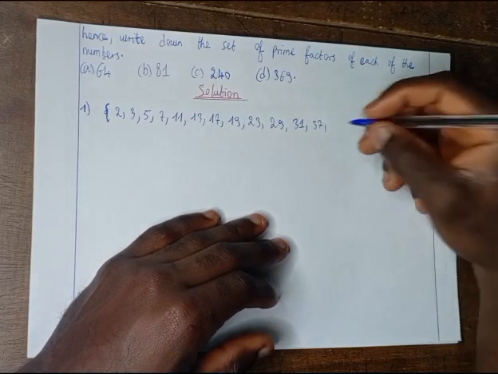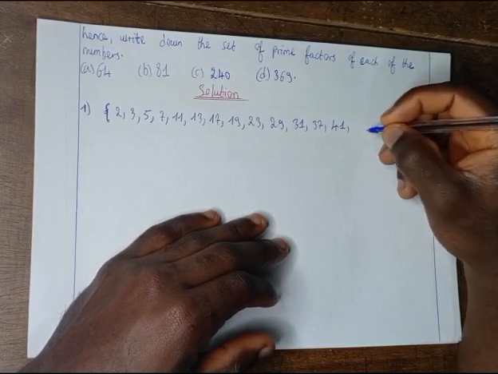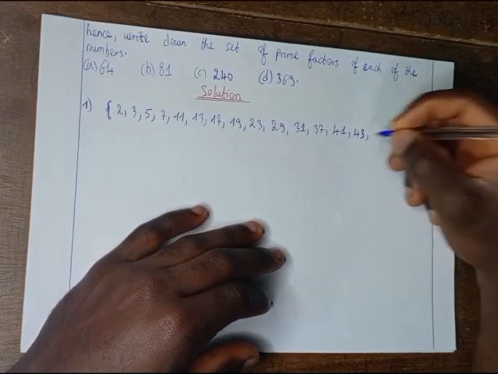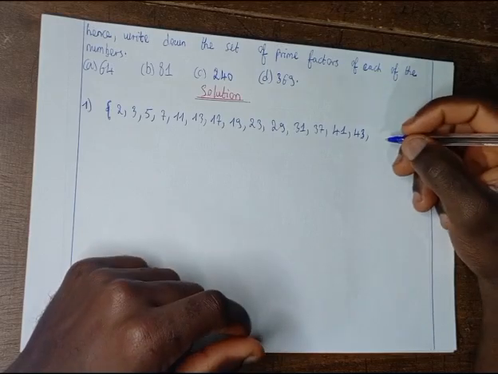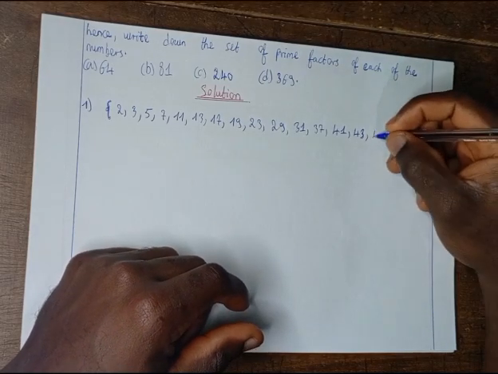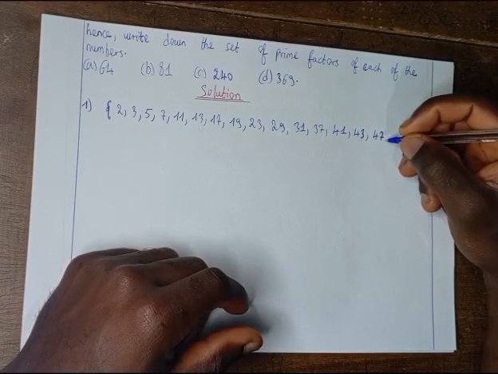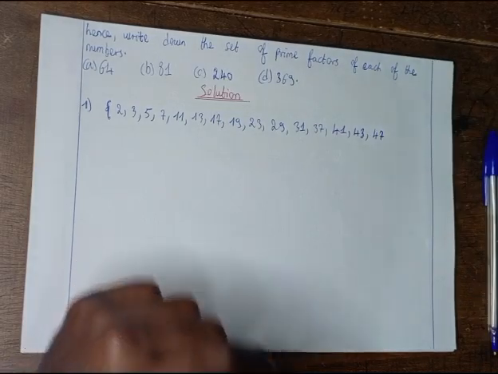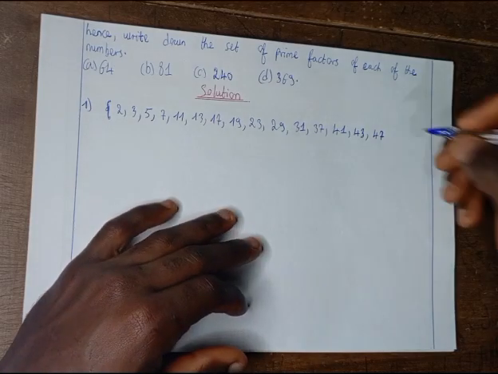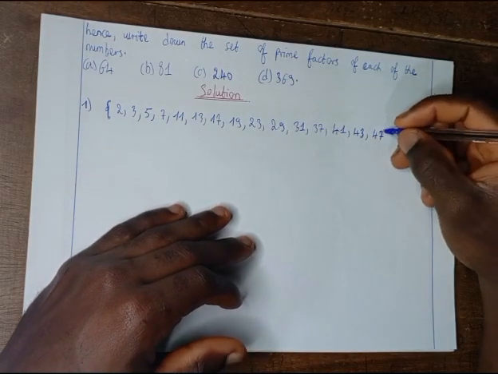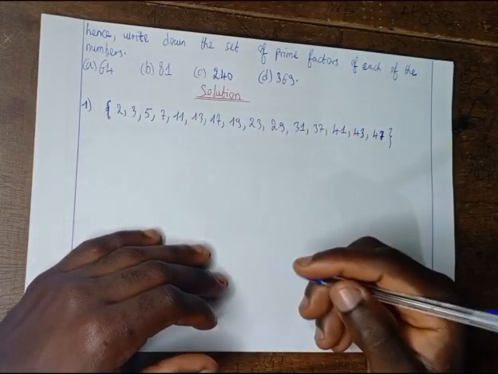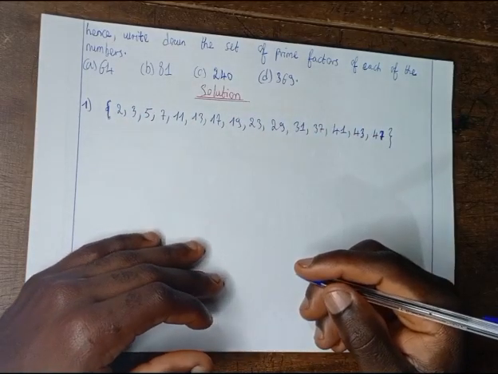40 is not. 41 is a prime number. 42 is not. 43 is a prime number. 44 is not. 45 is not. 46 is not. 47 is a prime number. 48 is not. 49 is not. And 50 is not. We are going to end here. So these are the prime numbers between 1 and 50.